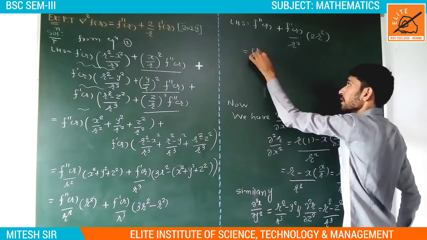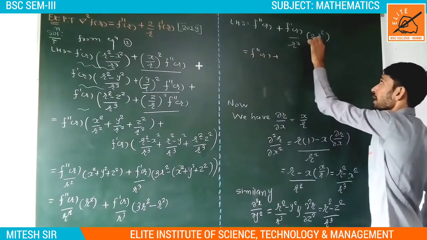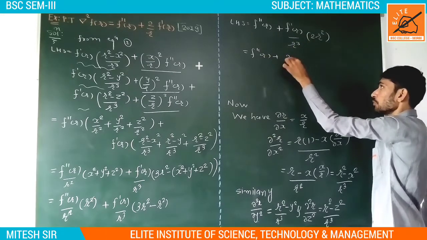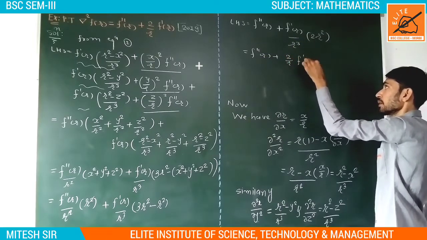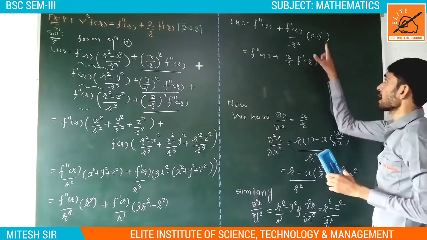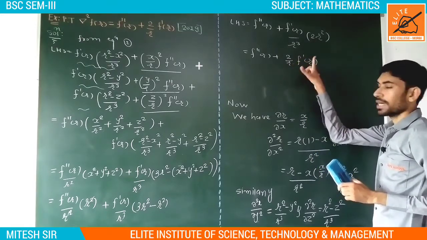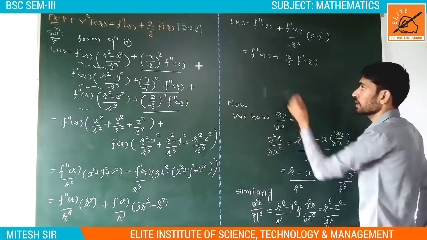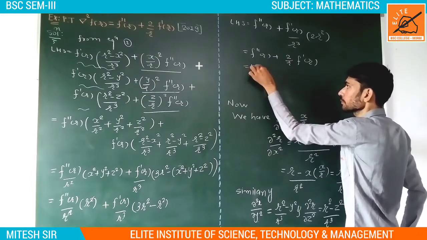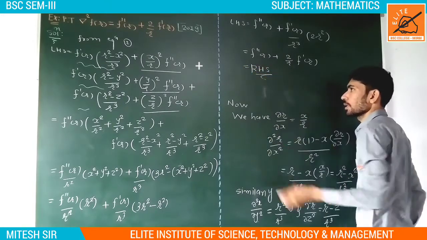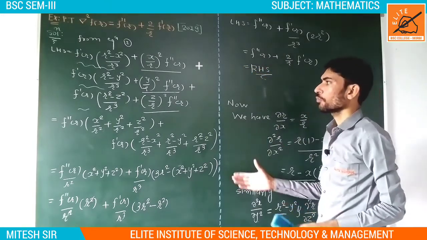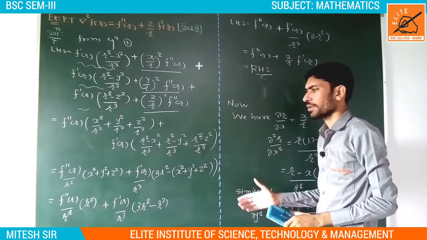So f double dash r plus, here r square upon r cube cancels, so remains 2 by r into f dash r. R square upon r cube, so remaining 2 upon r into f dash r, and this is nothing but our RHS side. Hence proved. So the proof is just long but it's very easy.